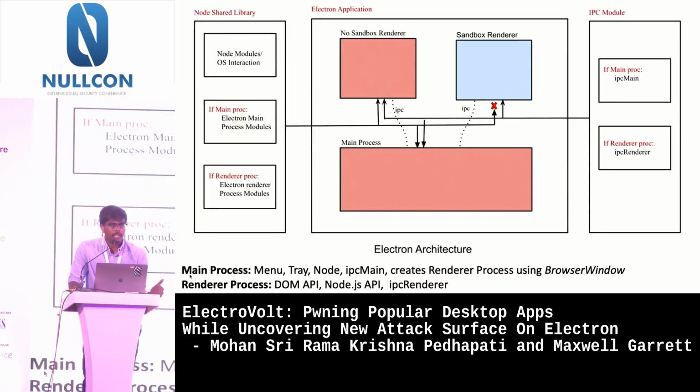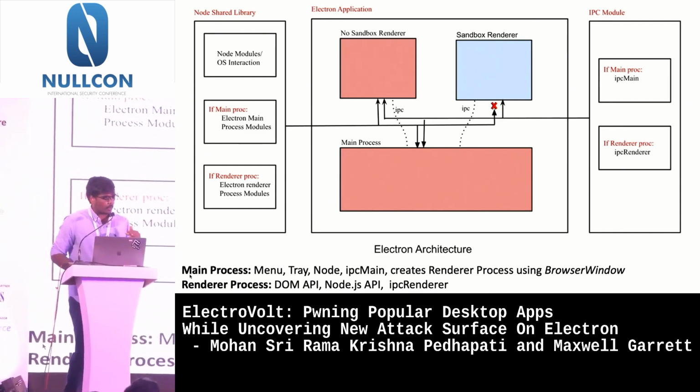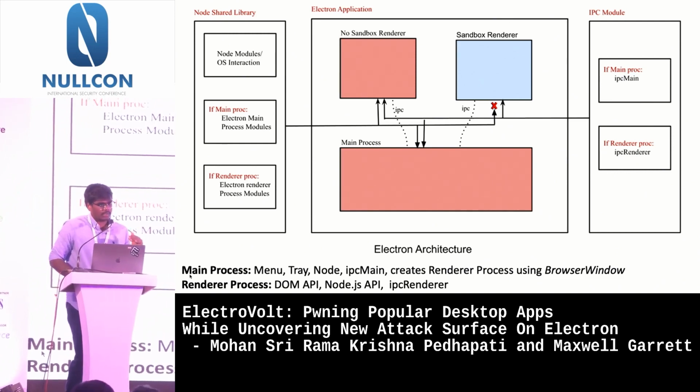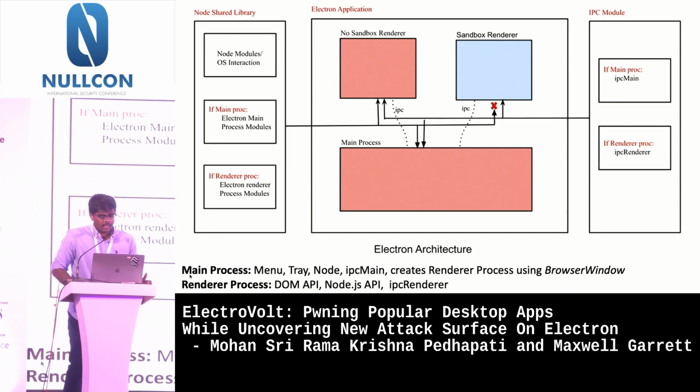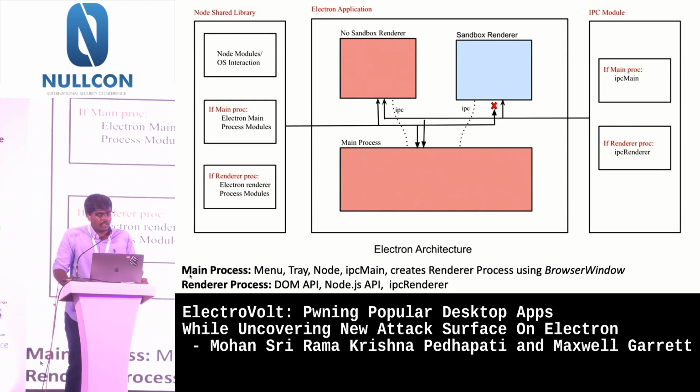So before diving into the bugs, we need to first understand the architecture of Electron. As you can see on the slide, there are mainly two types of processes. The main process and the other one is the renderer process. The main process is the starting point of the Electron application. It manages the windows or renderer process using the BrowserWindow API, and it also has access to native graphical user interface APIs such as menu, tray, and so on. And by default, the Electron main process runs in a JavaScript context with Node.js enabled.